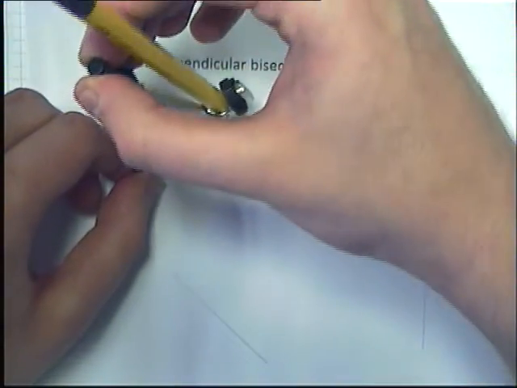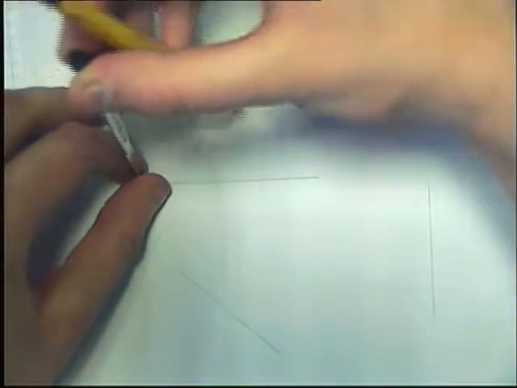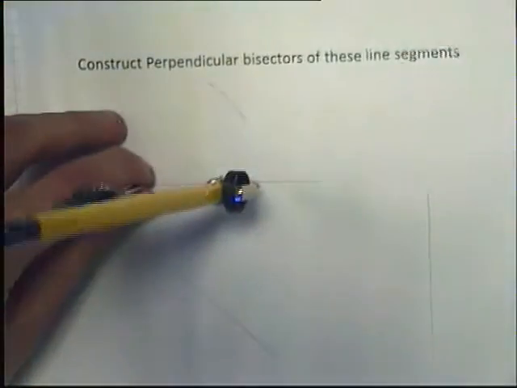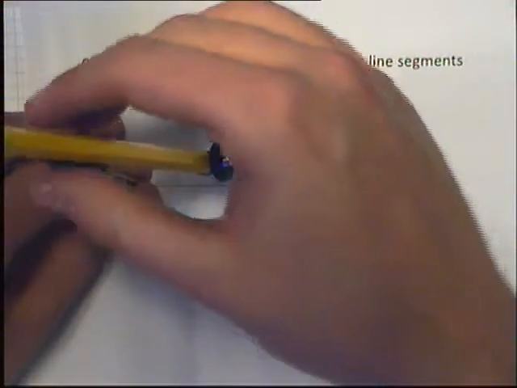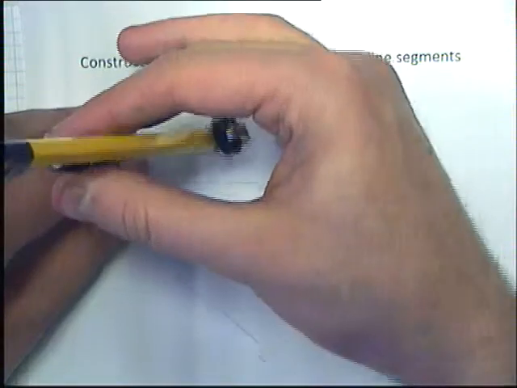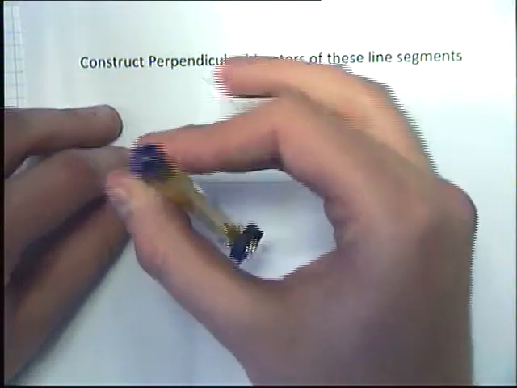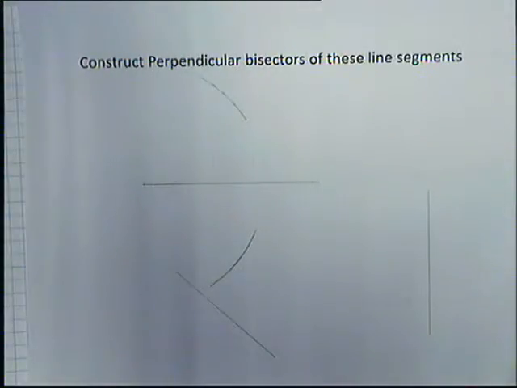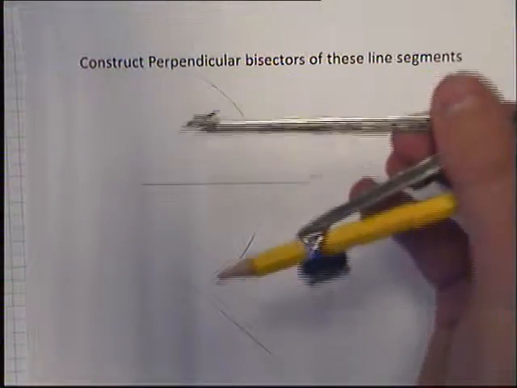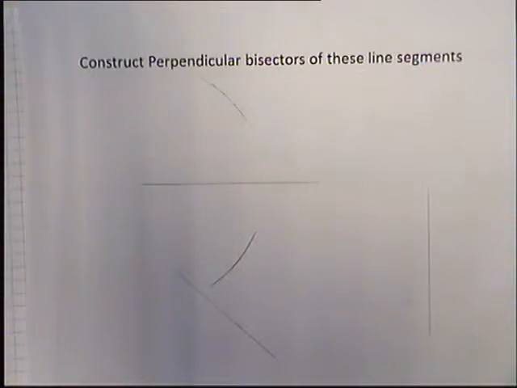You're then going to draw an arc above the line. And it's very important throughout this that you make sure your compass stays in the same position. You can't extend it or put it any closer. You then need to do one below the line. And you should have something like this, and my compass has stayed exactly the same all the way through.